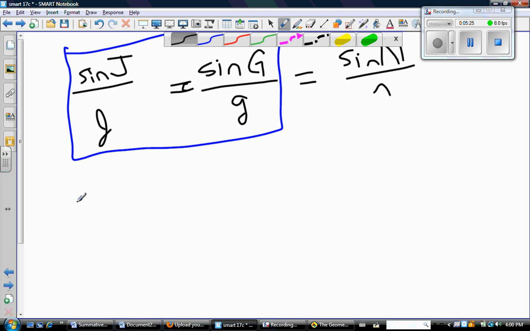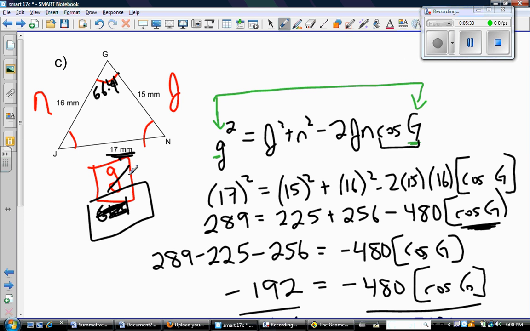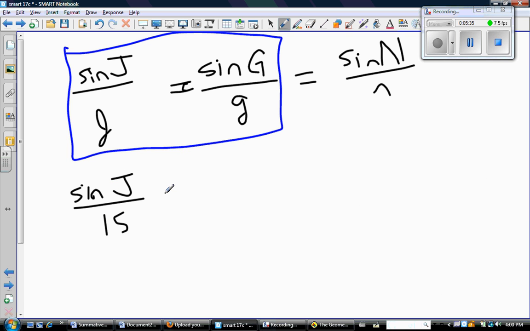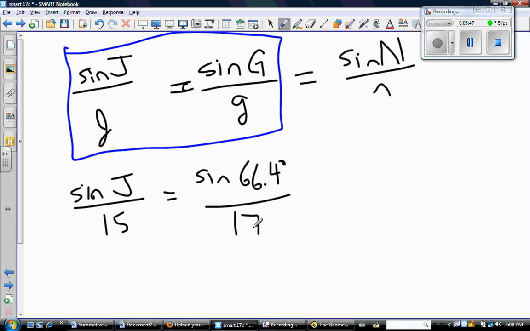We don't know the value of angle J, but we do know that side J is 15. We just found that angle G is 66.4 degrees, and we know that side G is 17. So this is the math we have to do. First of all, let's punch into our calculator sine 66.4. What do we get?